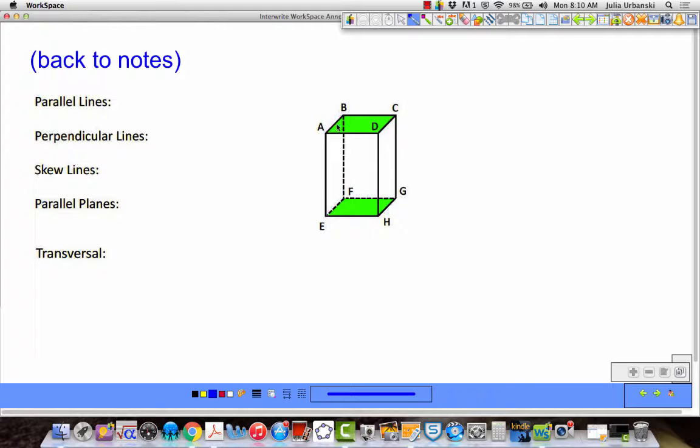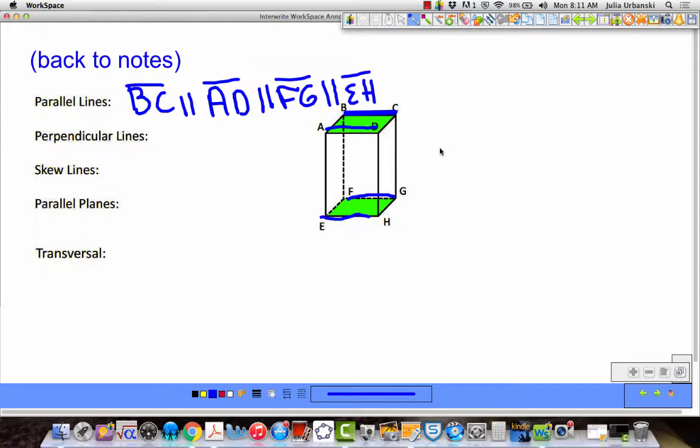So parallel lines. I'm going to name one, just so that we don't have to list all the possibilities. I'm going to say BC. What line is parallel to BC? AB is true, but it's not the only one. FG, yep, down the back plane, that's true. What else could it be? I've heard FG and I've heard AD. What's another one? EH, because you could have a diagonal one that slides down.